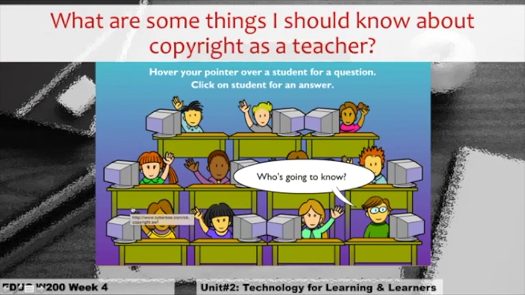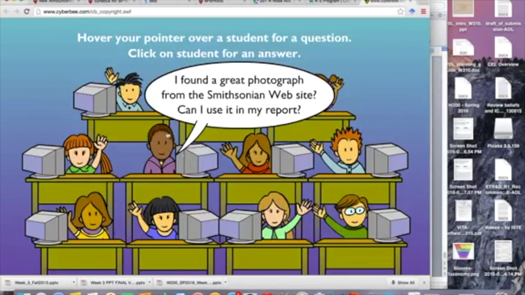Okay, so welcome to the screencast for week 4. We're going to talk about copyright and fair use first. And so, what are some things that you should know as a teacher about copyright?